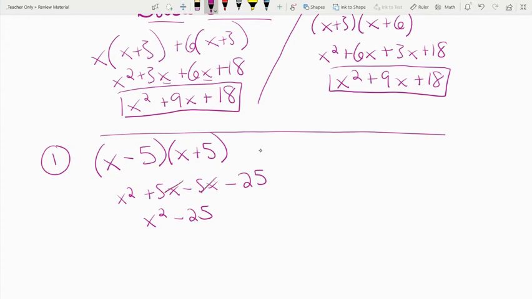This is the format that you will always get when you have two binomials, when you have x plus something times x minus that same thing, you will always get an answer that looks like this. And it's called the difference of squares because you have the square of the first term minus the square of the second term. X squared minus 5 squared, which is 25. Okay, so that's situation 1.